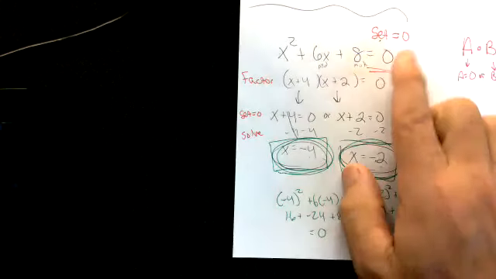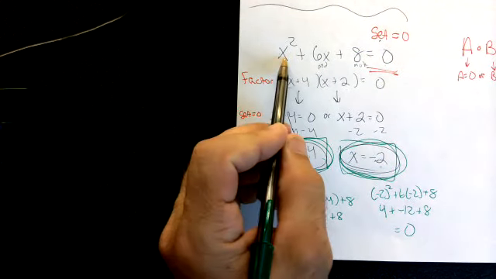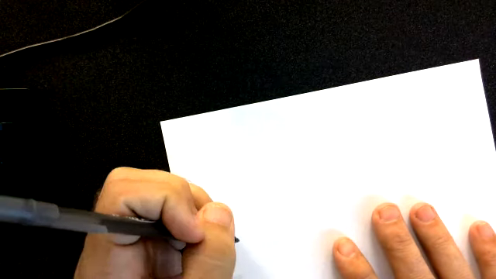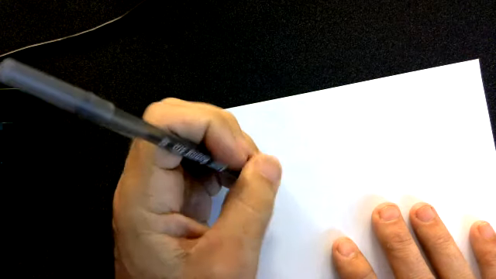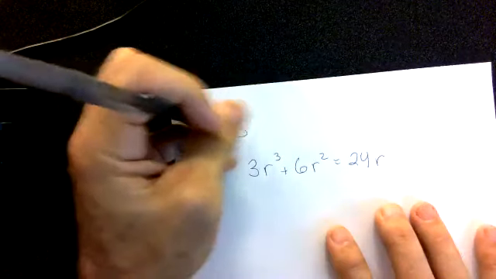Now, when it comes to factoring, they can give you all of the different types of problems that we have factored. So they can give you a trinomial. They can give you a trinomial with a leading coefficient. They can give you perfect squares. They can give you a grouping problem. Okay, you have to be able to solve for all. So for example, let's say they gave us something like 3r cubed plus 6r squared equals 24r. And they told us to solve.